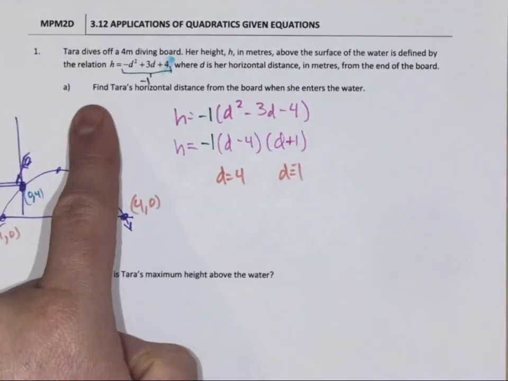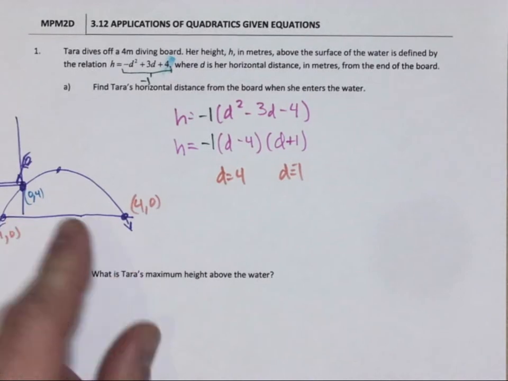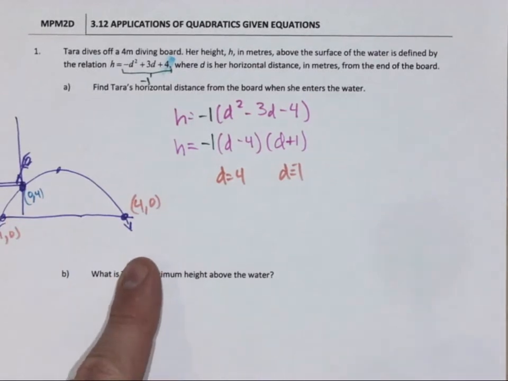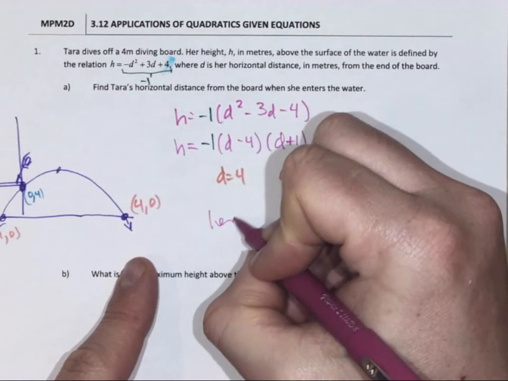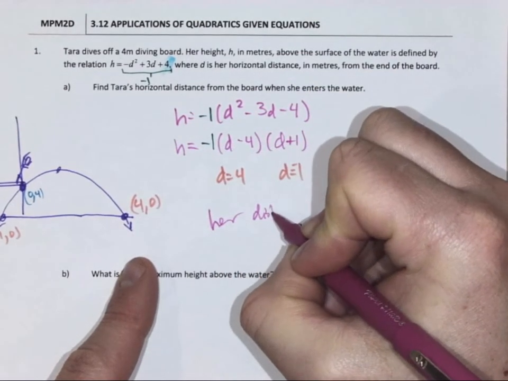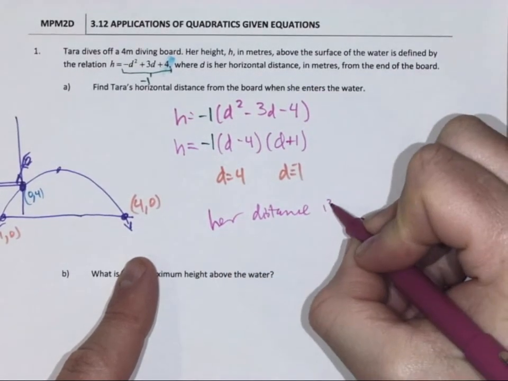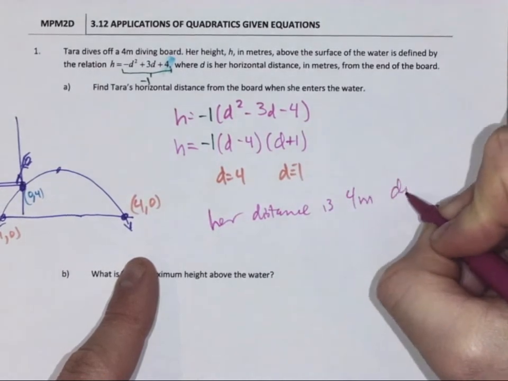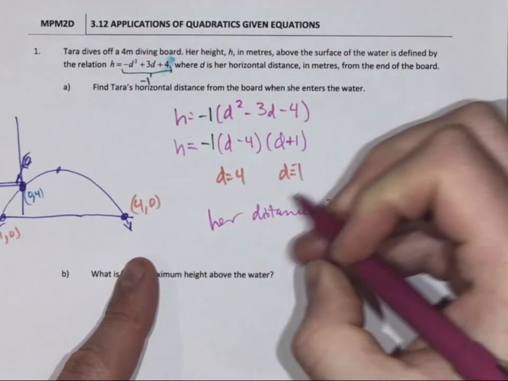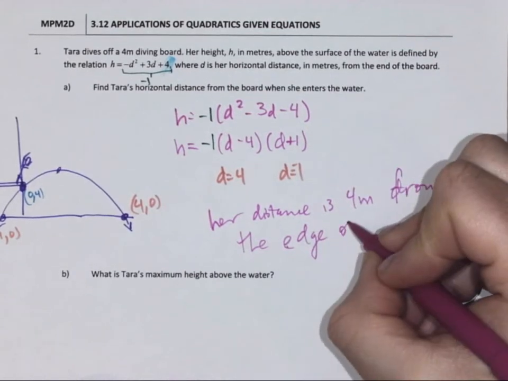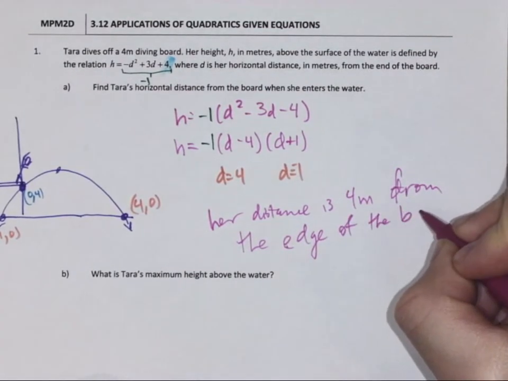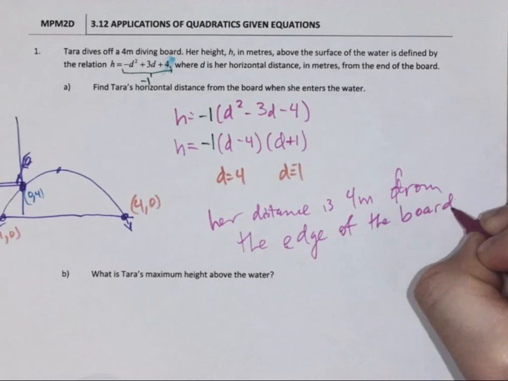So now, what is her horizontal distance? She hits the water 4 meters away from the edge of the board, right? So it's 4 meters from the edge of the board.